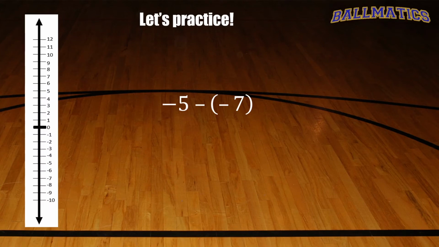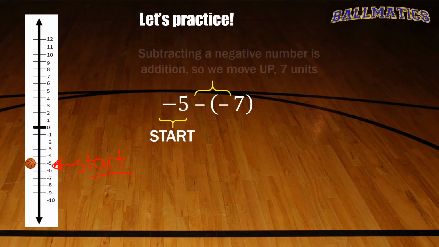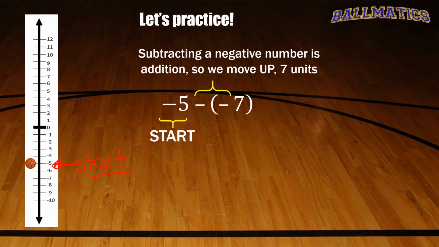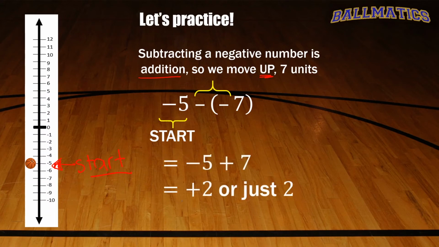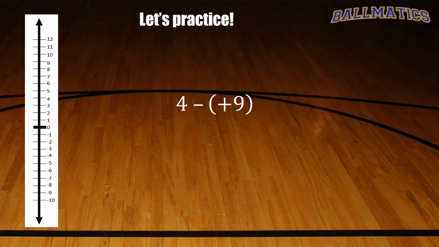So we have negative 5 minus negative 7. Where would we start on the number line? Again, the first integer along with the sign in front of it, if it's written, is your starting point. So I'm going to put my basketball at negative 5. That is your start. And then which way will you move? Well, what are we doing here? We're subtracting a negative number. If I subtract a negative number, that really is addition. So we're going to move up 7 units. I can really rewrite this as negative 5 plus 7, and you should agree with me, if you move up 7 units, you'll end up at positive 2.